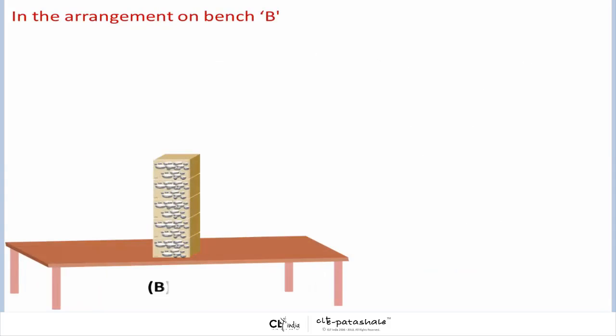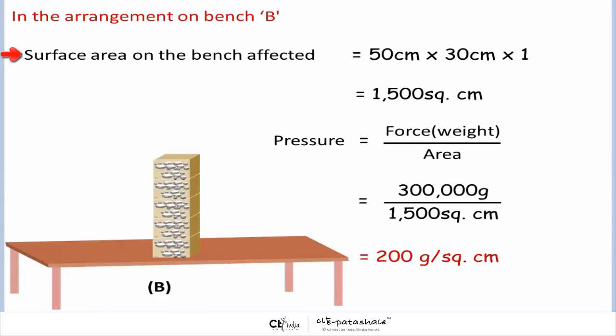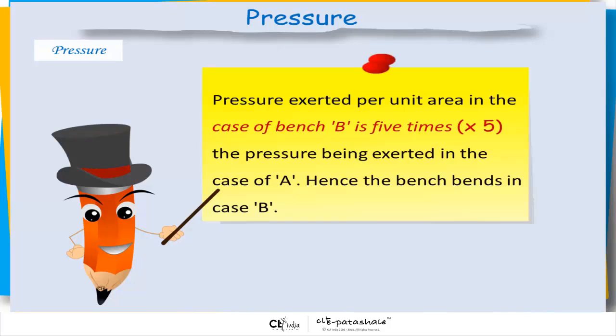Whereas in the second case, in bench B, the surface area on the bench affected is equal to 50 centimeter into 30 centimeter into 1, which is equal to 1500 square centimeter. Pressure in this case is equal to 300,000 gram divided by 1500 square centimeter, which equals 200 gram per square centimeter. Pressure exerted per unit area in the case of bench B is 5 times the pressure exerted in the case of A. Hence, the bench bends in case of B.